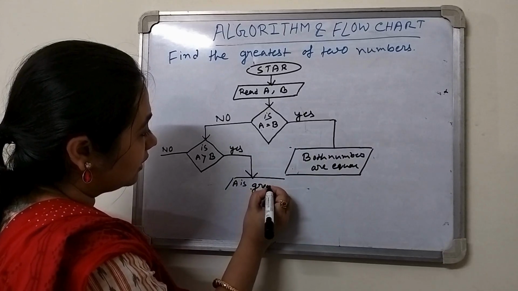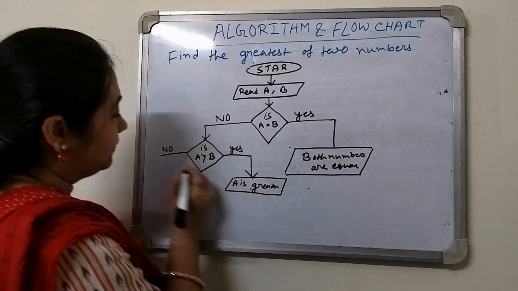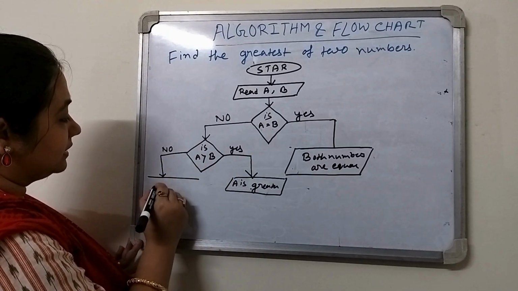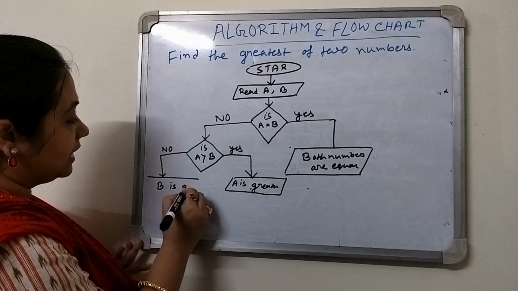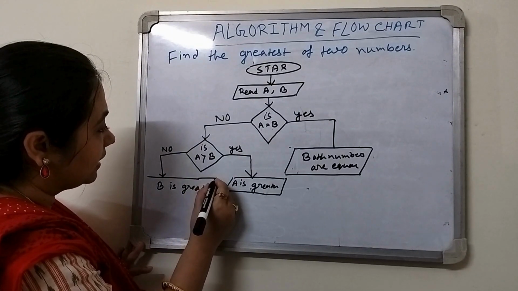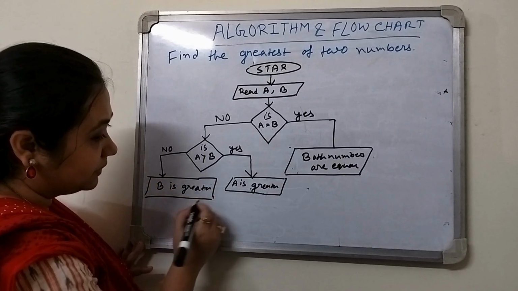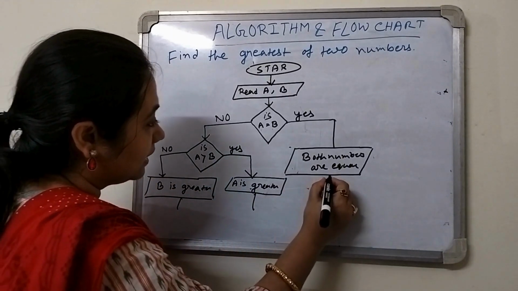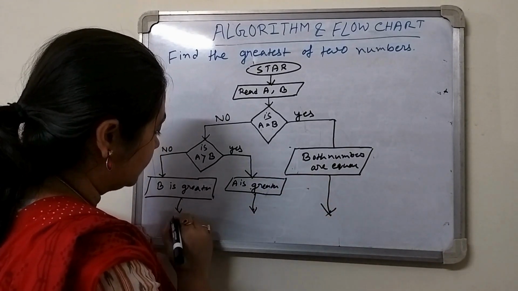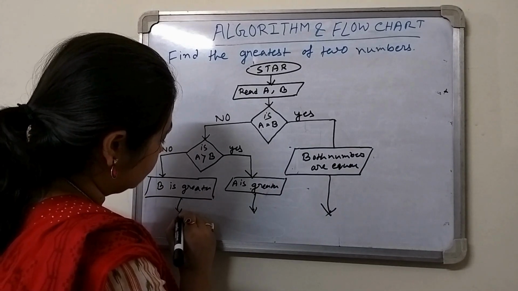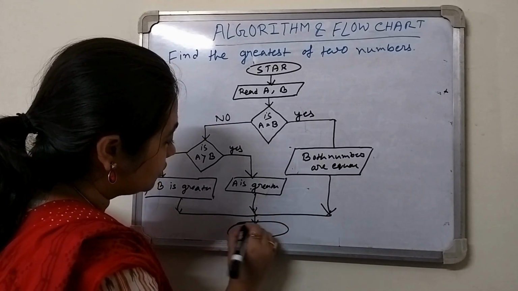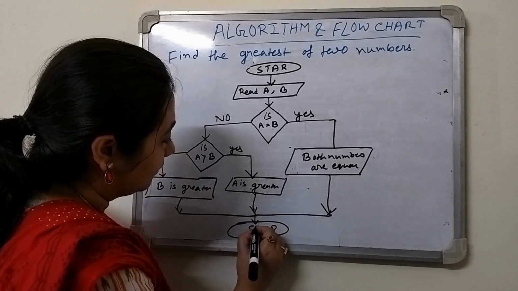A is greater. And if we get the answer no, that means A is not greater, then B will be greater. That means B is the greater number. After that, from any of these outputs, we come to the final point or final result. So from there we get a common result, that is stop. That means we have found our result.